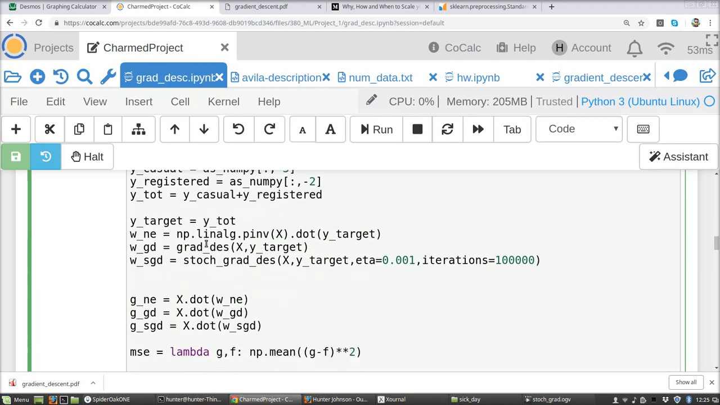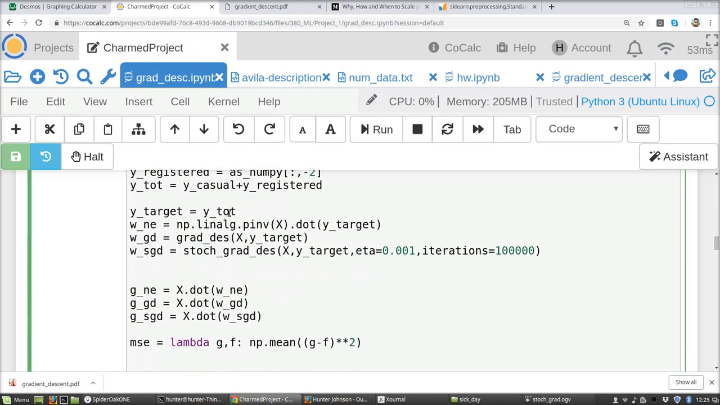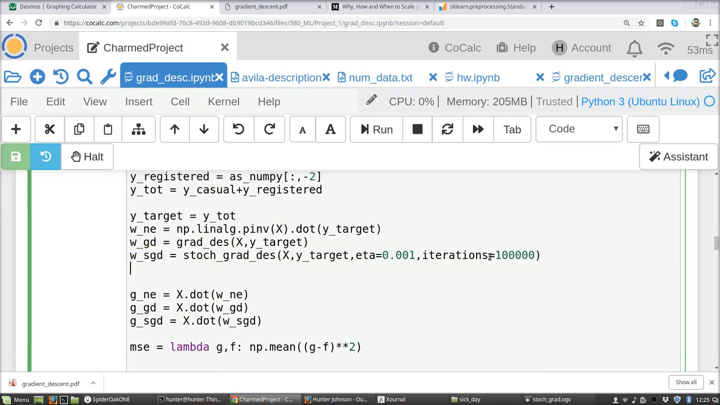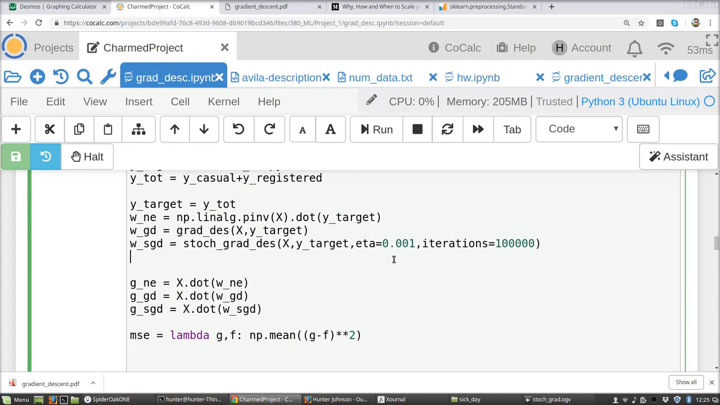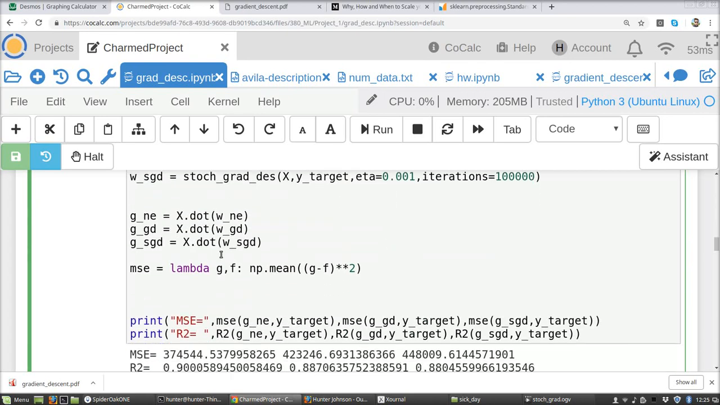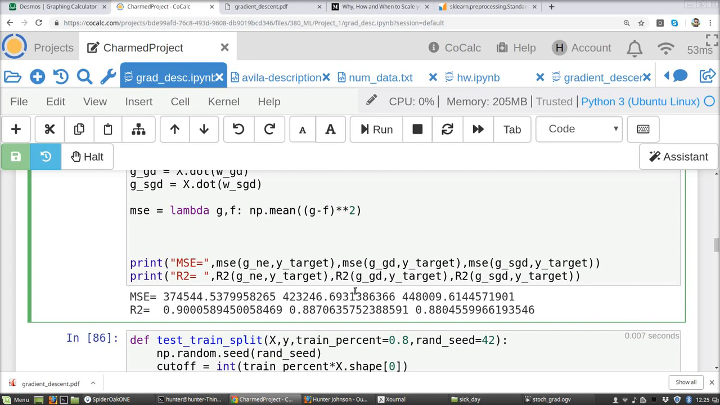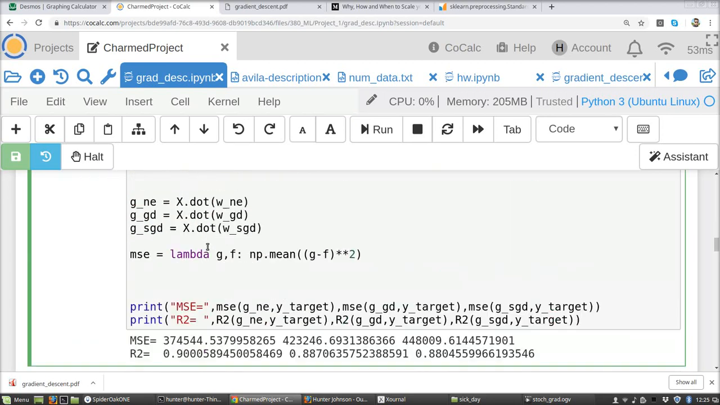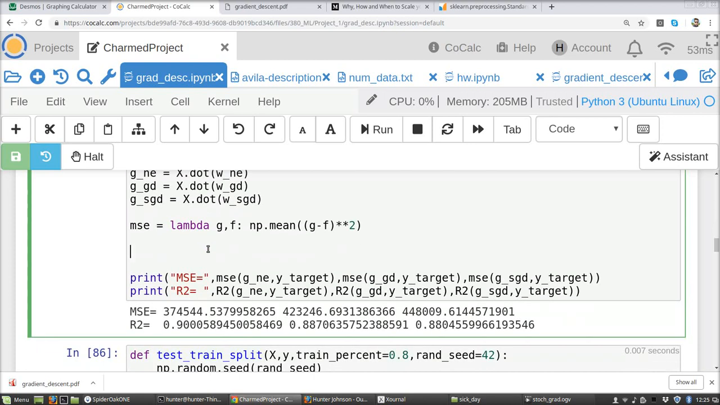But what do we do? So for the target, I decide to use the total, and then I get all of these W's. So one of them is linear regression from the normal equations. That's what NE stands for, normal equations. And then I get one from gradient descent. And then I get one from stochastic gradient descent. And for this one, I use 100,000 iterations and the smaller eta. And then I get my predictions, and I print out how successful they are. This is going to go down because I took out the line about adding squares. So let's run it and see what happens.